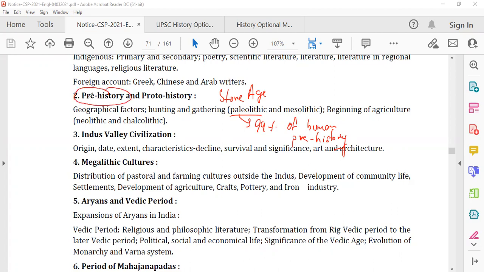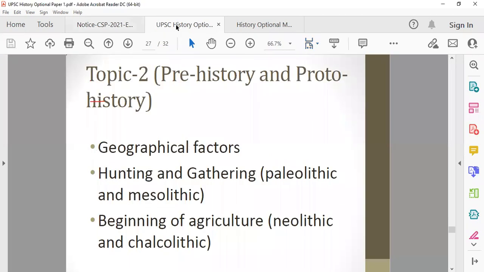What is prehistory? What do you understand by the term prehistory? What do you understand by the term proto-history? Most of the people, 99%, or let's decrease it further, 99 is too big, let's say 90 to 95% of the people who have history optional don't even know the basic difference between prehistory and proto-history. Or if they know, they know it wrong. So what do you think? What is the basic meaning of the term prehistory? When we are saying prehistory, what do we mean by that?